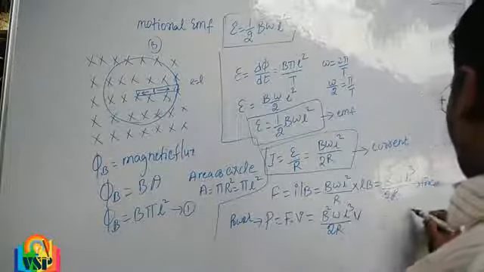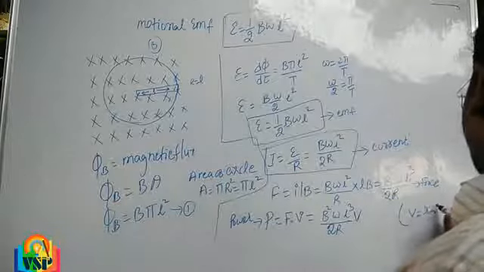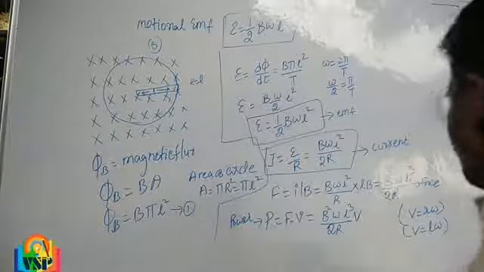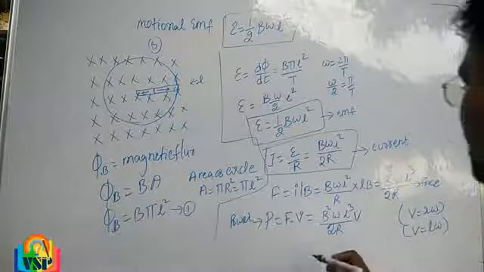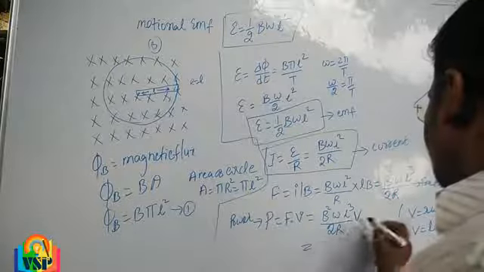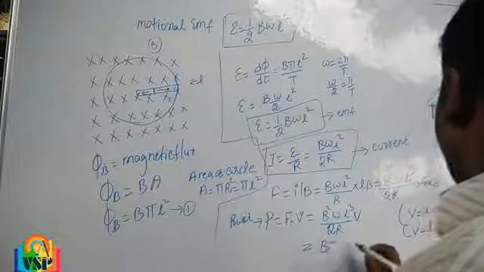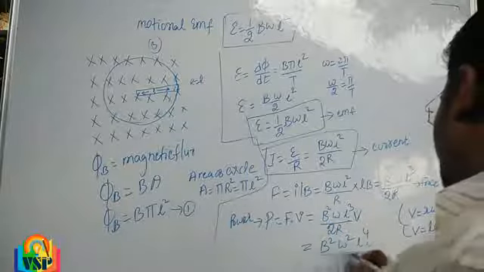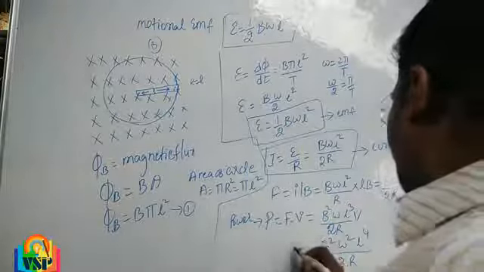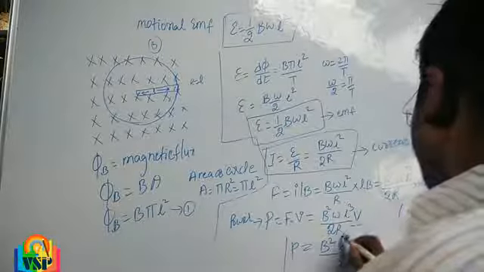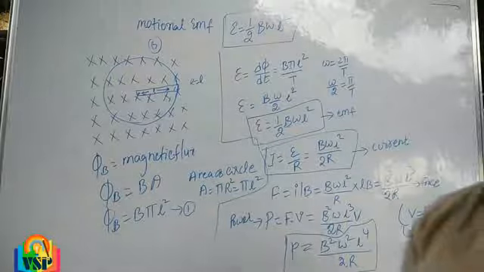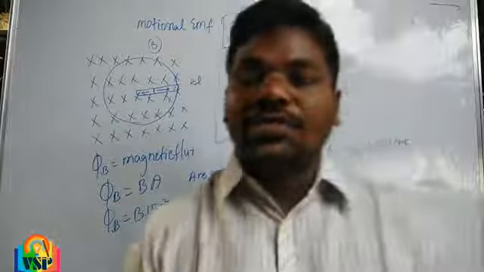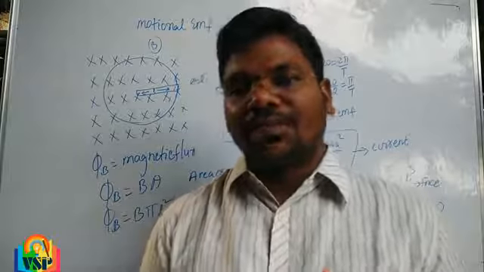Understand? Here we know that V is equal to R omega, so V is equal to L omega. L is equal to R in this case. That's why, rearranging this: B square omega square L power 4 divided by 2R. This is the power. This is the expression for power.